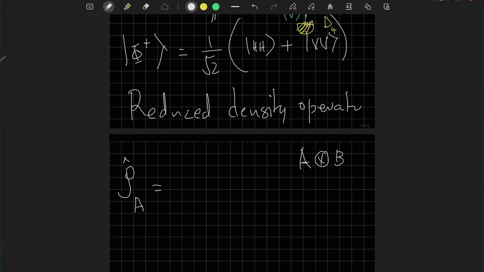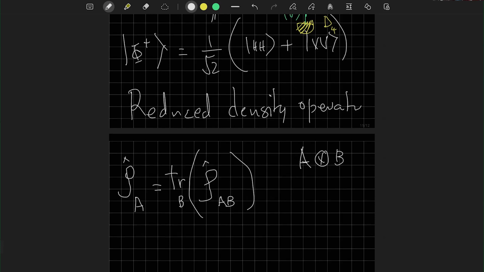is formed by taking rho, the combined density operator, and tracing out the second qubit. Trace out the second qubit means washing away, averaging out its effect. This operation, trace with respect to B, is called a partial trace. So I take the composite density operator for the combined system and I trace out one qubit. What remains is the other qubit, A.